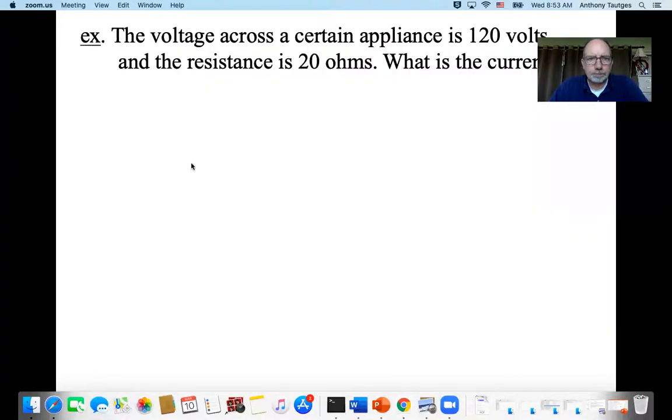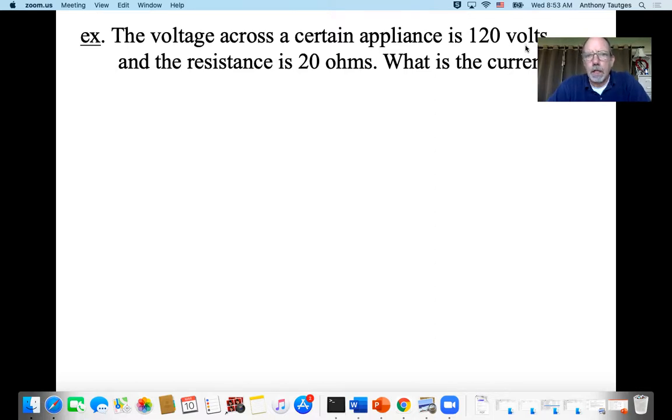I'm going to share the screen, and I want to go over an example of Ohm's law, which looks like this. The voltage across a certain appliance is 120 volts, and the resistance is 20 ohms. Ohms is the unit of resistance. It was named after a German guy by the name of Georg Ohm. And volts, incidentally, is the unit of voltage, and that's named after Alessandro Volta, who was Italian.